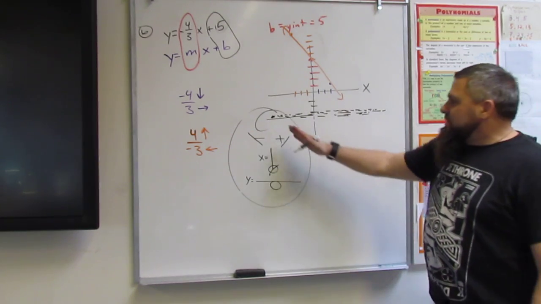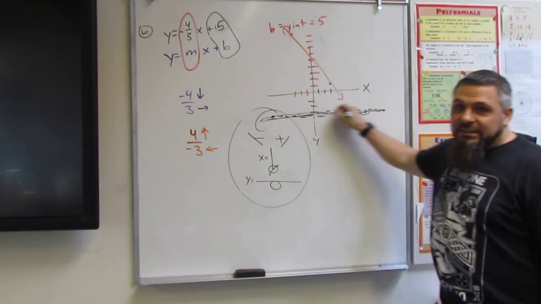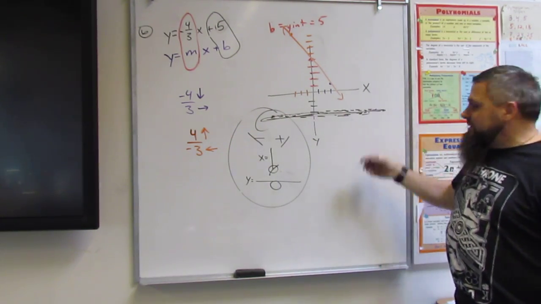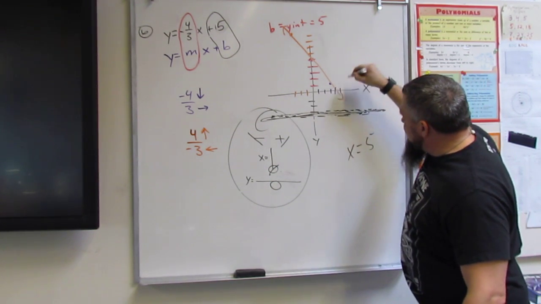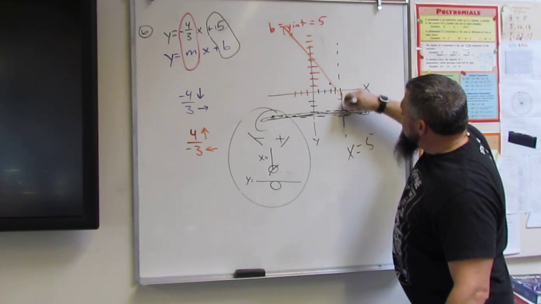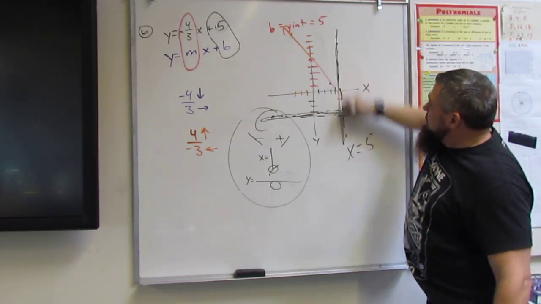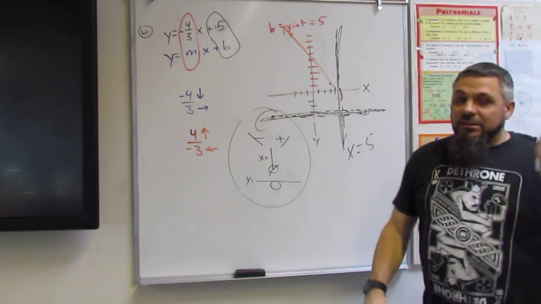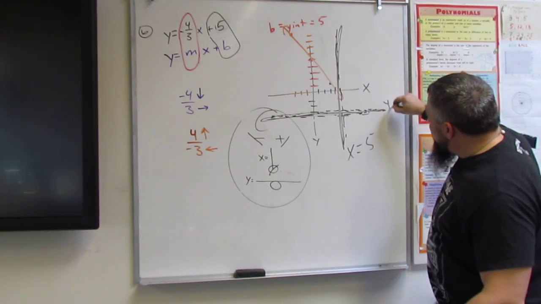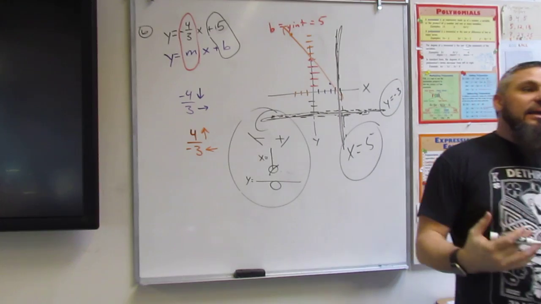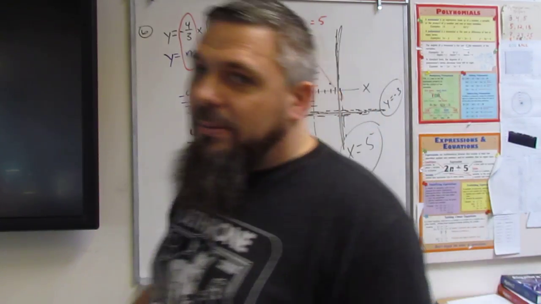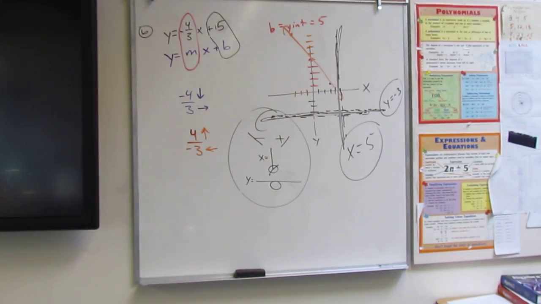Okay? So that means it's a line like this. If we talk about X equals 5, then we're talking about right here. X is always 5. Does that make sense? So this is X is 5, this is Y equals negative 3. These are two different lines. Make sense? Getting there?